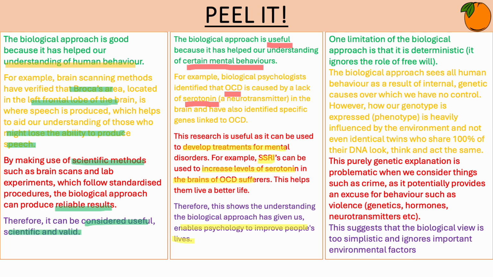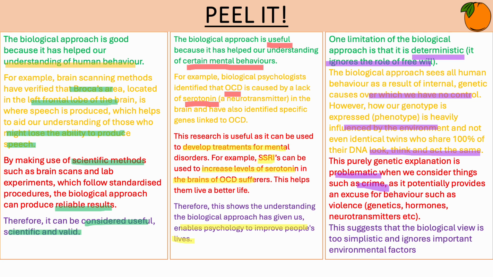And then finally, one limitation of the biological approach is that it is deterministic, so it ignores the role of free will. That's what determinism means. So the biological approach sees all behaviour as a result of internal genetic causes over which we have no control. However, our genotype is expressed, the phenotype is heavily influenced by the environment. And not even identical twins who share 100% of their DNA look, think and act the same. So the purely genetic explanation is problematic, especially when explaining things such as crime.